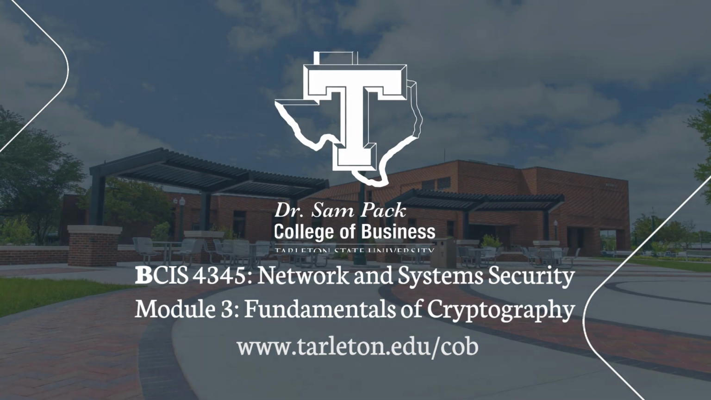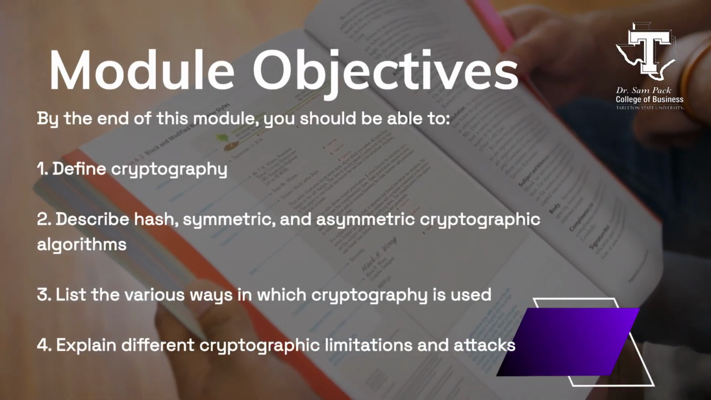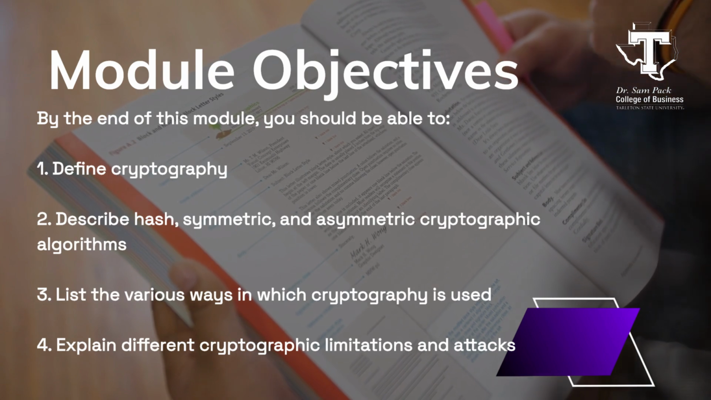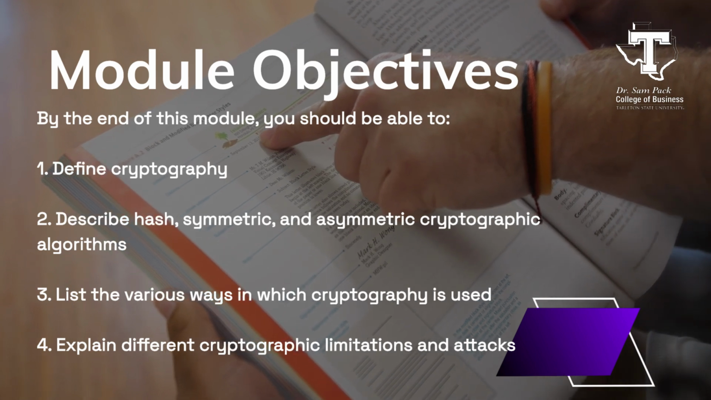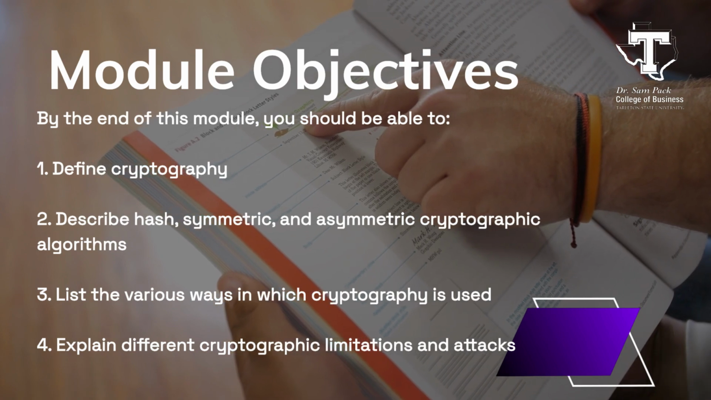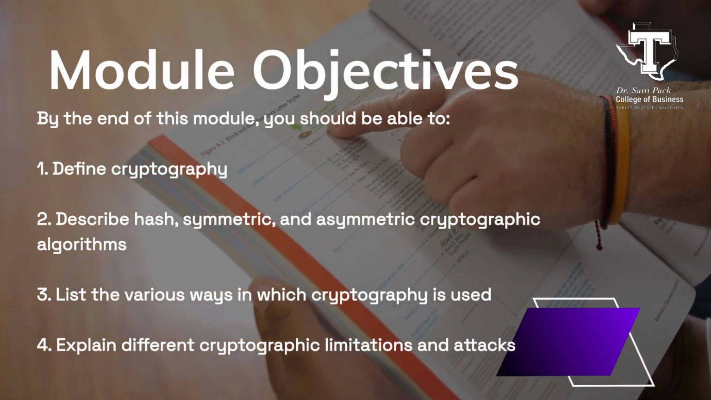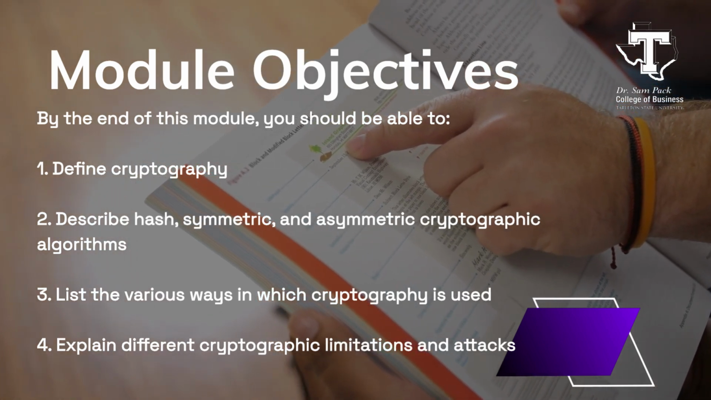Stay tuned as we delve into the fascinating world of cryptography and learn how it helps protect our digital information. By the end of this module, you should be able to: 1. Define cryptography. 2. Describe hash, symmetric, and asymmetric cryptographic algorithms. 3. List the various ways in which cryptography is used. 4. Explain different cryptographic limitations and attacks.